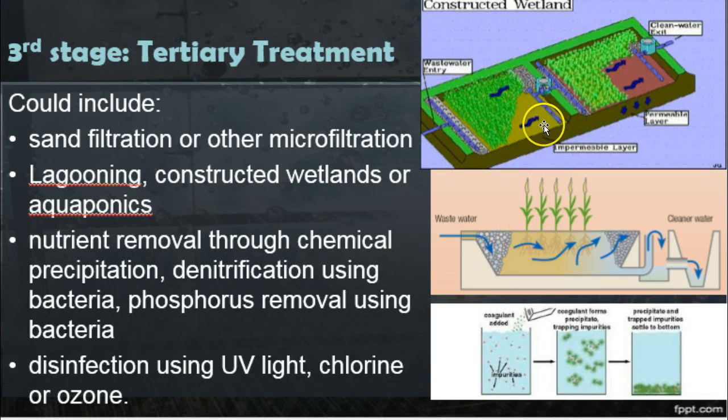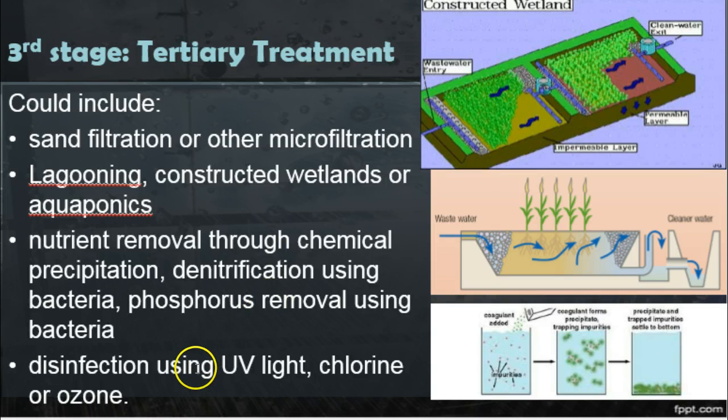So this is pretty cool because we actually have a wetland system like this at school, and it's very rare, not only for a school but in general for a treatment plant. So it's a very cool thing to have to look at here. And then another thing it could include is removing those nutrients using chemicals that will coagulate around them and kind of grab them out of the water and settle to the bottom, or using different bacteria that will either perform denitrification or remove phosphorus and things like that.